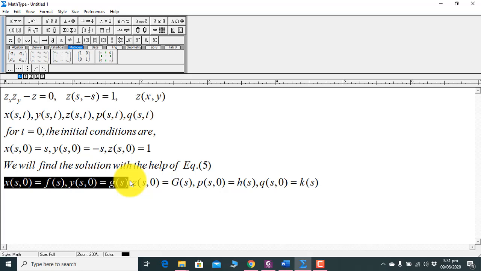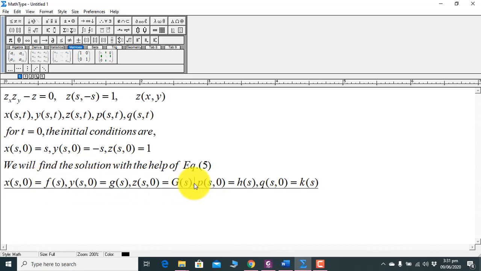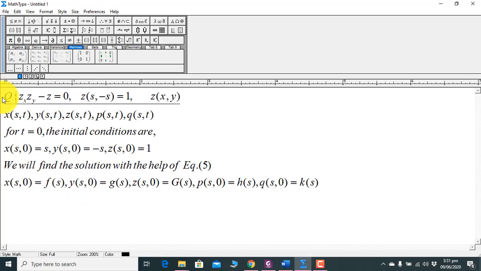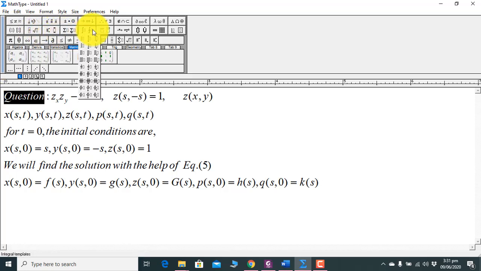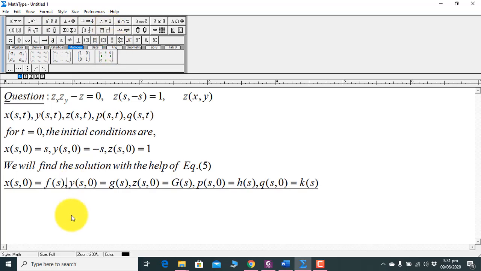Of these 5 you are given 3 conditions. Which are they? X of s comma 0 is given, y of s comma 0 is given, and z of s comma 0 is given. In other words, capital G is given, small g is given, and small f of s is also given in your question. So in that question you are given some material, and now you will implement some idea so that you can find the conditions for P and Q.